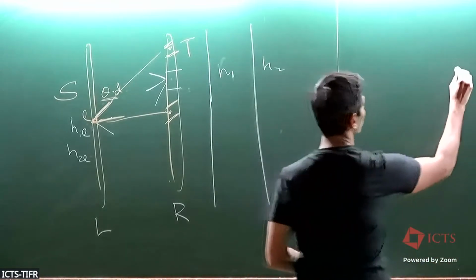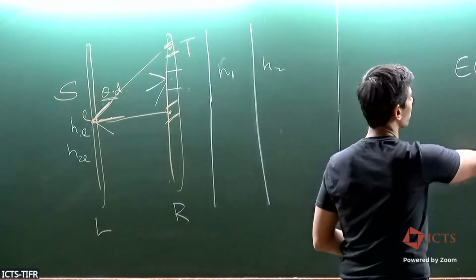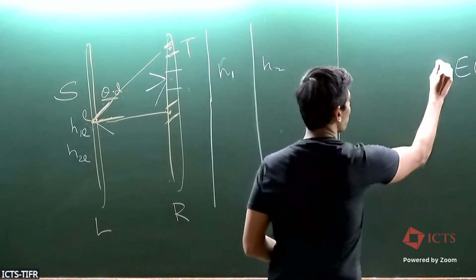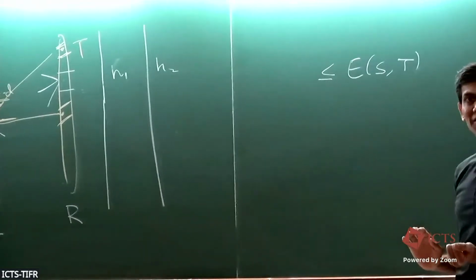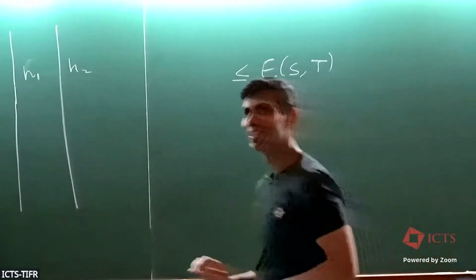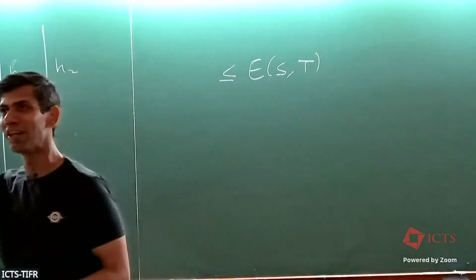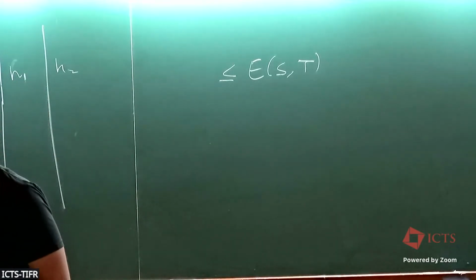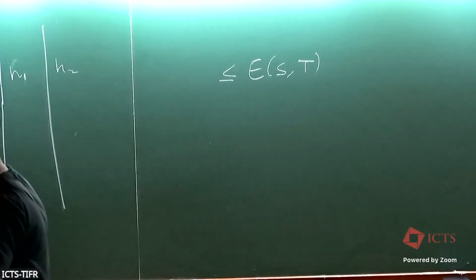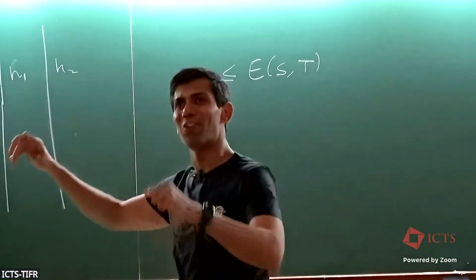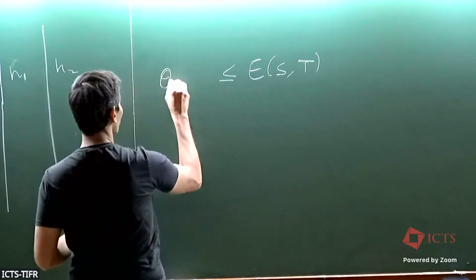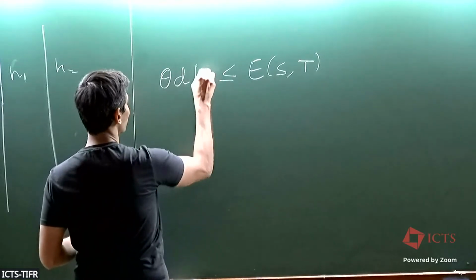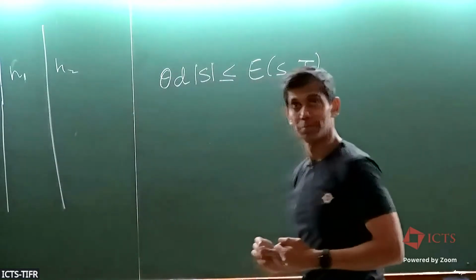I claim there is an easy lower bound. Any suggestions what it is? Can you say it a little louder? Sorry, that's theta, not 0.8, that's my bad. So you're right, it's theta times d times the number of vertices in S.